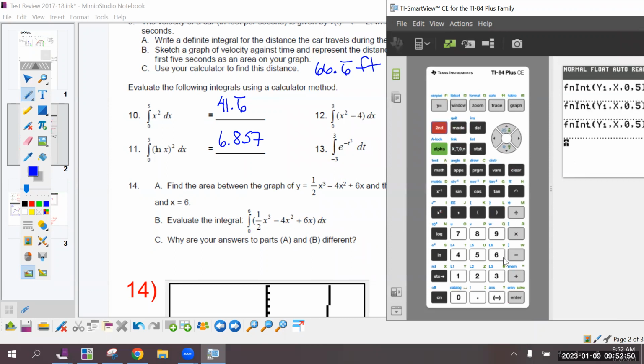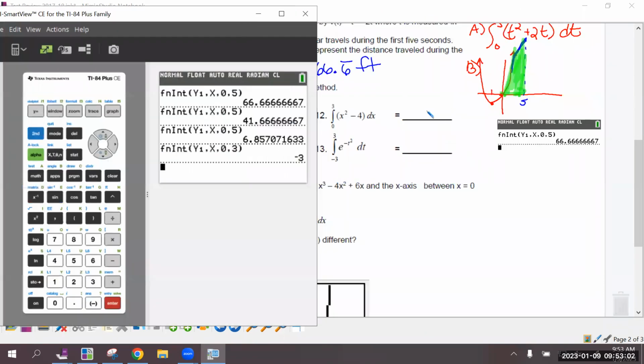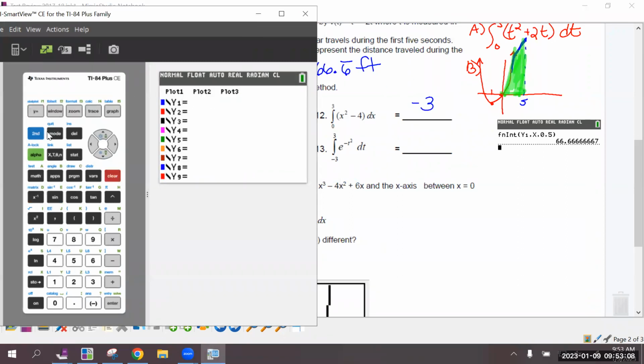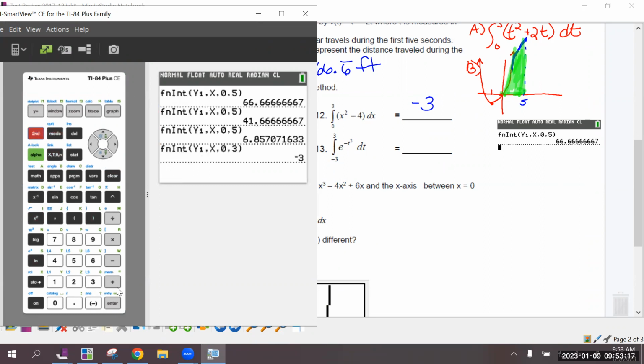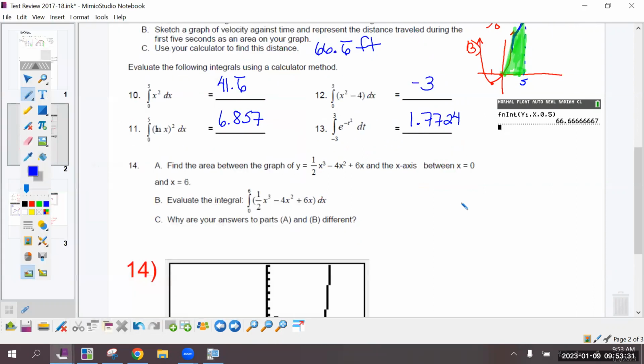Now for this one, for number 12, I have to be careful. The integral is from 0 to 3. So I have to go back and change the lower and upper limit. And there are our definite integral values.